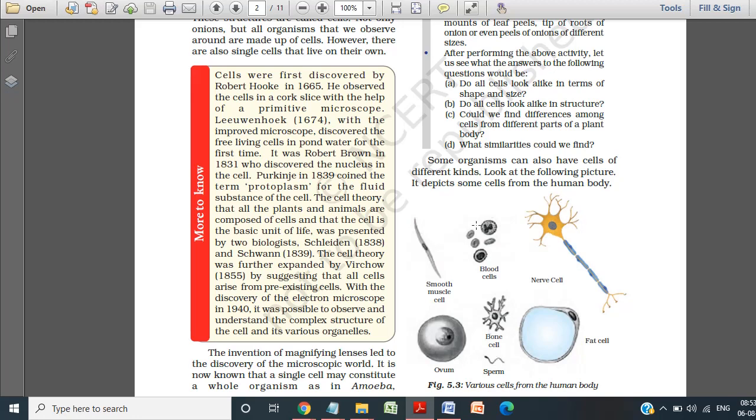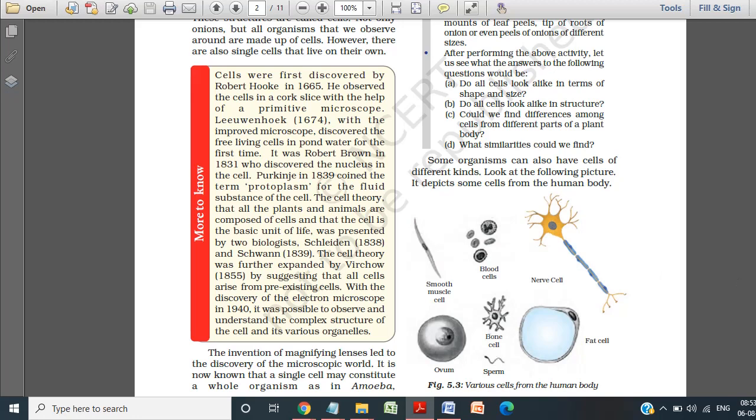If you look, these are the different kinds of cells found in the human body. This is a nerve cell, this is a blood cell, this is a smooth muscle cell, this is an ovum, this is a sperm, this is a bone cell, and this is a fat cell. All these cells have different structures and different functions. This nerve cell has a different structure, blood cells have a different structure, different sizes.